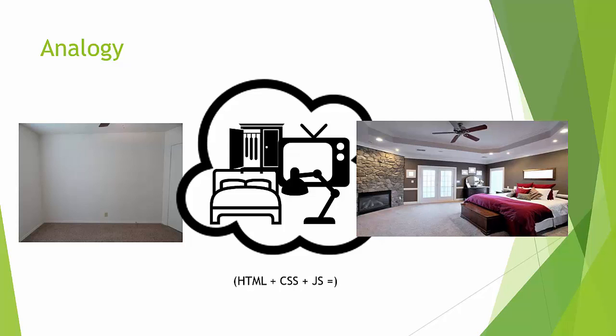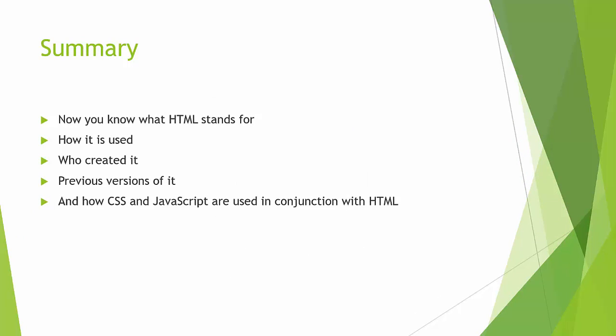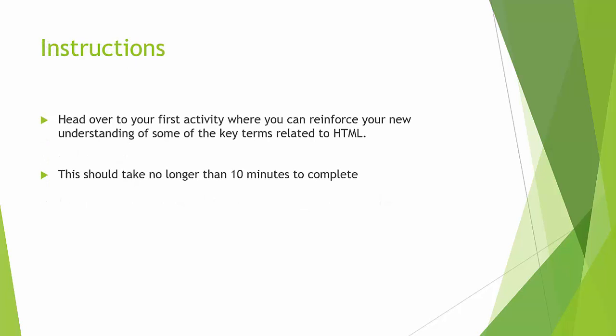All of these, when used together, describe what content is going to be in the HTML document and how the content, when displayed in a browser, looks and behaves. Now you know what HTML stands for. You know how it is used, its superhero origin story, its previous versions, and how CSS and JavaScript are used in conjunction with HTML. Head over to your first activity where you can reinforce your new understanding of some of the key terms related to HTML.